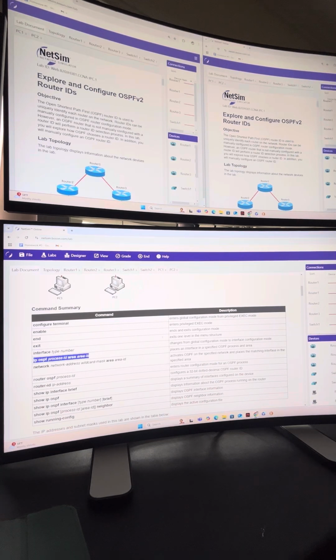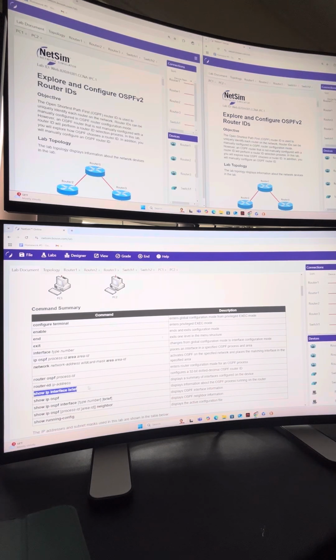We have ip ospf process ID area area ID. This places an interface in a specified OSPF process and area. We have network address wildcard mask area ID. This activates OSPF on a specified network and places the matching interface in the specified area. We have router ospf process ID. This enters router configuration mode for an OSPF process. We have router-id IP address. This configures a 32-bit dotted decimal OSPF router ID.